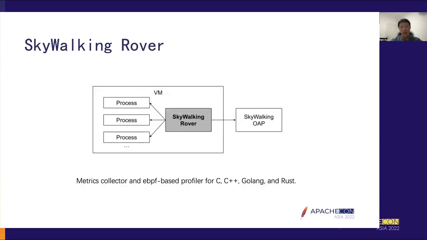Based on the SkyWalking architecture, if you want to add eBPF into SkyWalking, we can create a new agent and let it communicate with the SkyWalking backend. So we create a new project called SkyWalking Rover that can collect metrics and analyze the process and the kernel. This is the architecture of SkyWalking Rover, which is deployed on each host and scans the processes on the host according to the rules. SkyWalking Rover interacts with the SkyWalking backend to exchange data through the gRPC protocol.